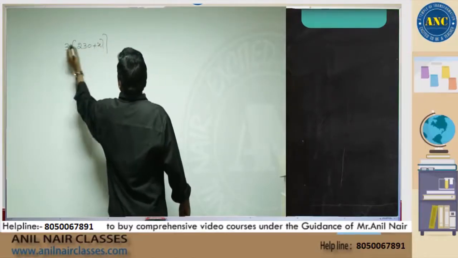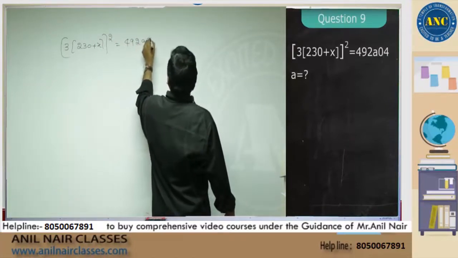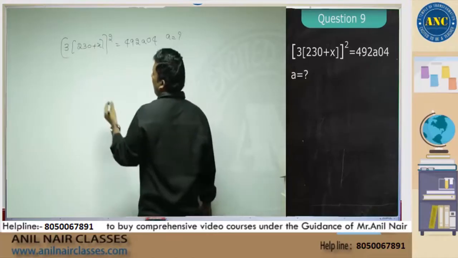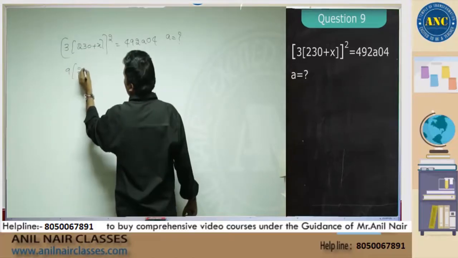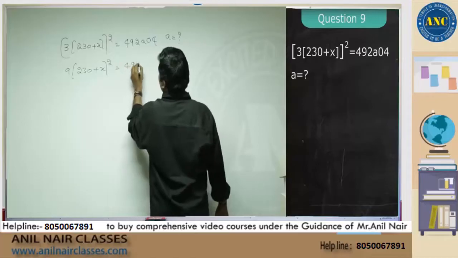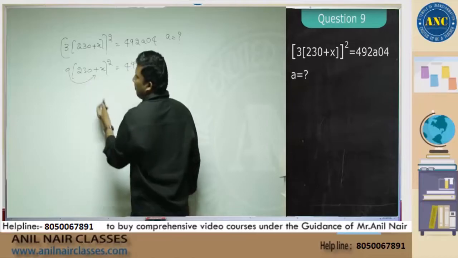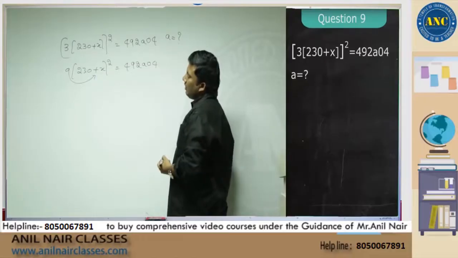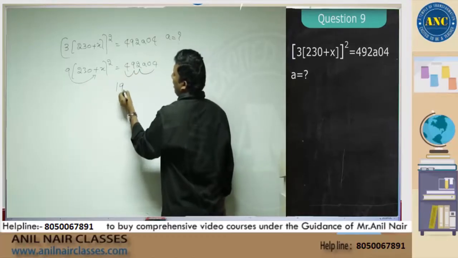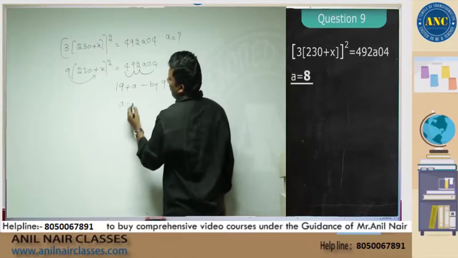x whole square equivalent to 492 A04, A equivalent to. So if I open the bracket, this will be 9 into 230 plus x whole square equivalent to 492 A04. 9 into any number. If you multiply any number by 9, digital sum will always be 9. So 4 plus 9, 13, 15, 19. 19 plus A should be divisible by 9. That means A value will be 8.